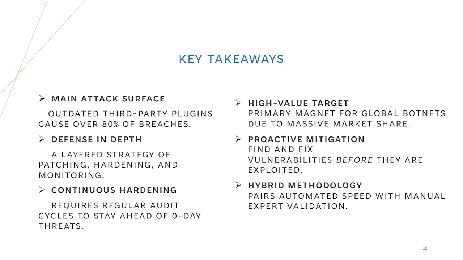And high value target: primary magnet for global botnets due to massive market share. Because the WordPress website availability on the internet is huge, it is easy for botnets to emulate attacks on it. Proactive mitigation: find and fix vulnerabilities before they are exploited. And hybrid methodology: automated pass with manual expert validation.